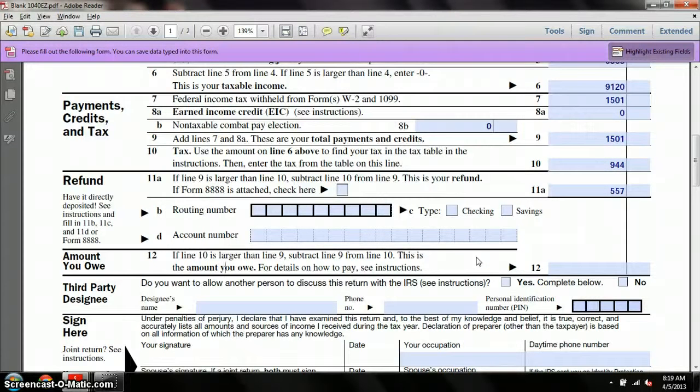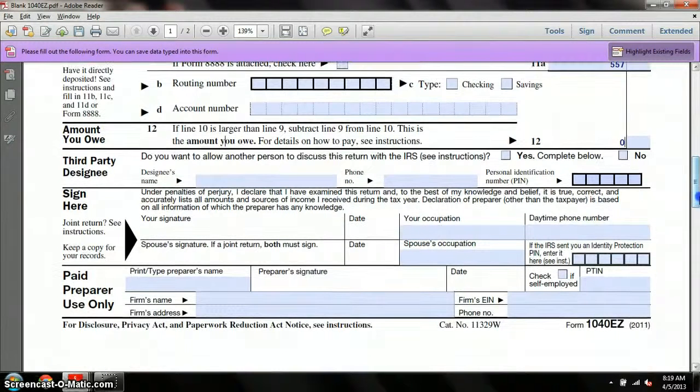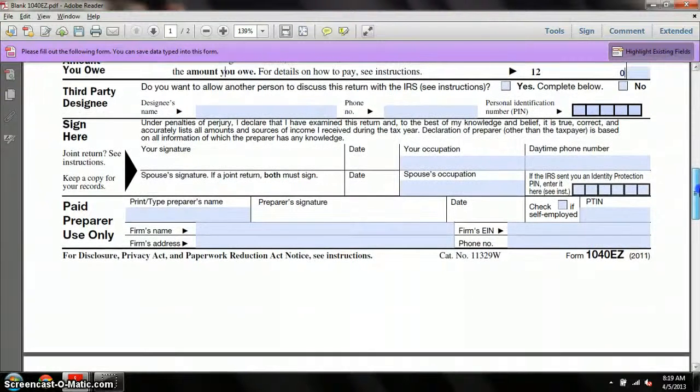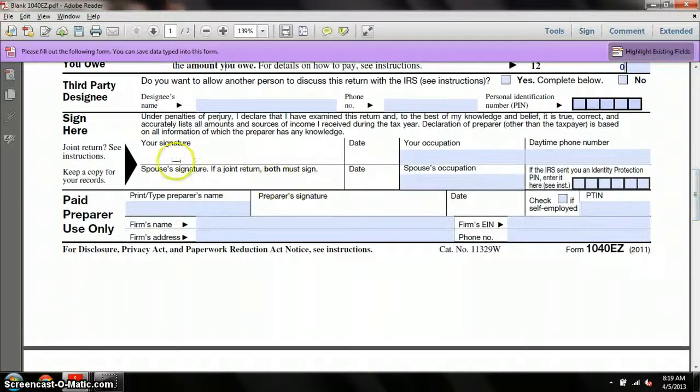Okay? But you do always have to check what's the relationship between these two, to see if you're going to receive a refund or if you're going to owe money. So if you want, you can write 0 in here. Okay. Third-party designee, do you want to allow another person to discuss this return with the IRS? So you can choose to have somebody that would be eligible to talk to the IRS about this document. Okay.